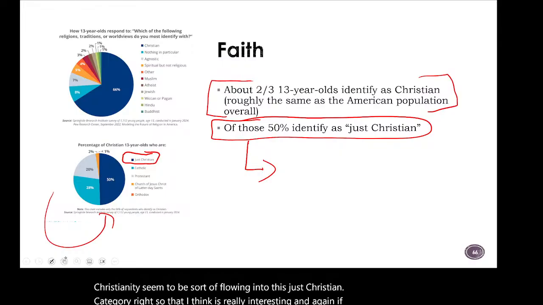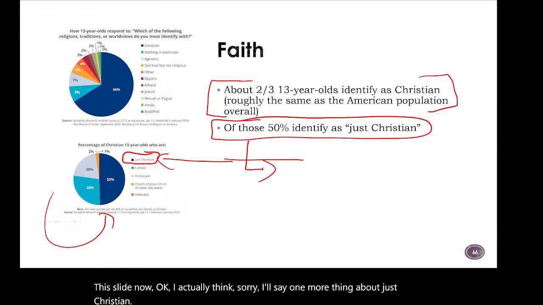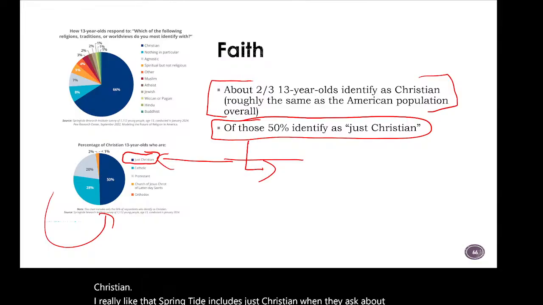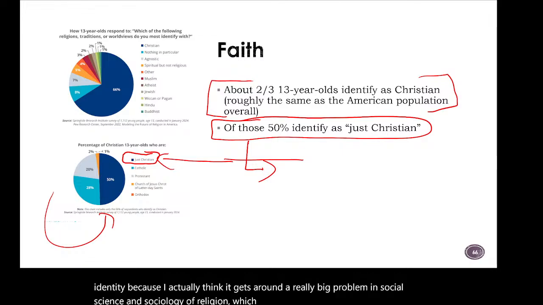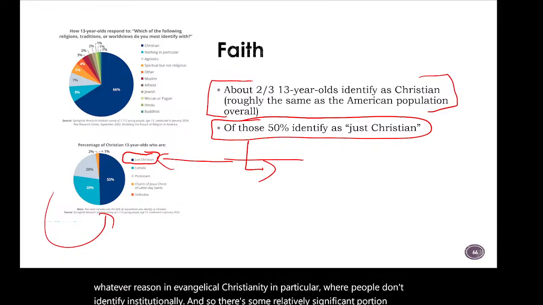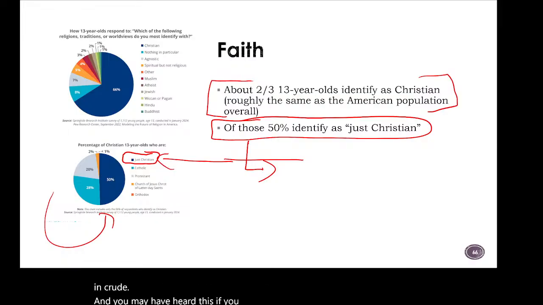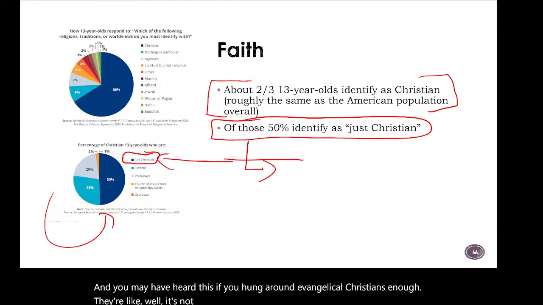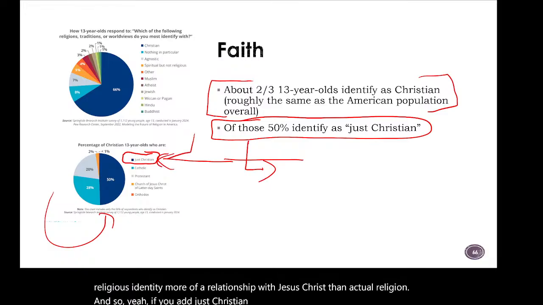And again, if we go up to this slide. Now, okay, I'll say one more thing about just Christian. I really like that Springtide includes just Christian when they ask about religious identity, because I think it gets around a really big problem in social science and sociology of religion, which is that there is this movement, for whatever reason, in evangelical Christianity in particular, where people don't identify institutionally. And so there's some relatively significant portion of Christians who will answer no religion on surveys, right? Because, to put this in crude terms, and you may have heard this if you hung around evangelical Christians enough, they're like, well, it's not a religion, it's a relationship, right? They consider their religious identity more of a relationship with Jesus Christ than actual religion. And so, yeah, if you add just Christian to social science surveys, I think you tend to get better results.